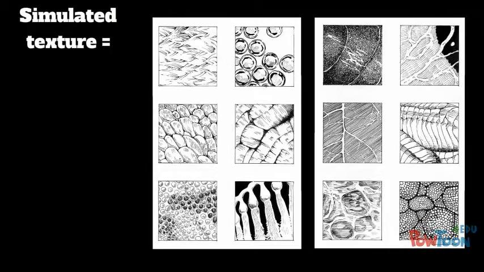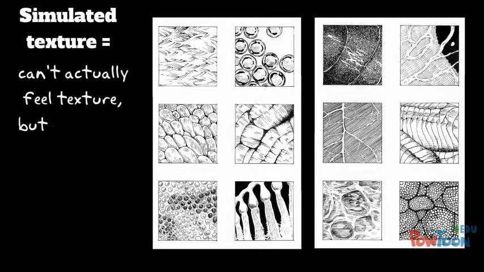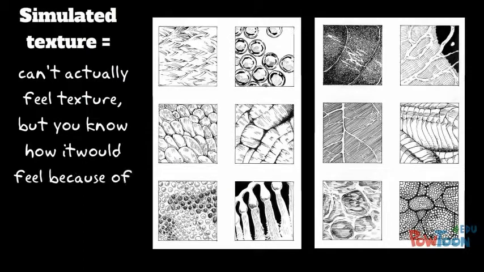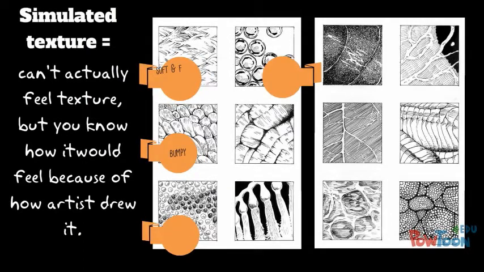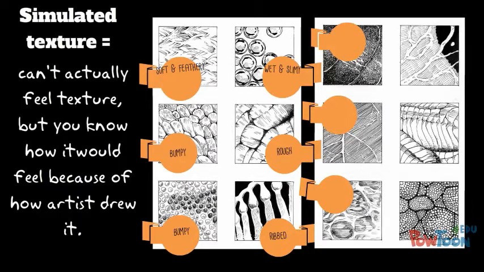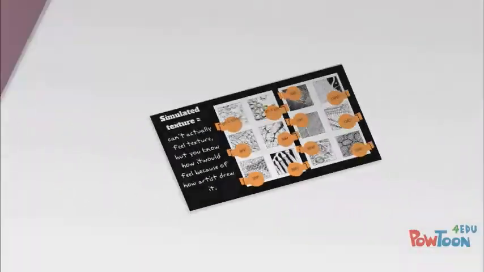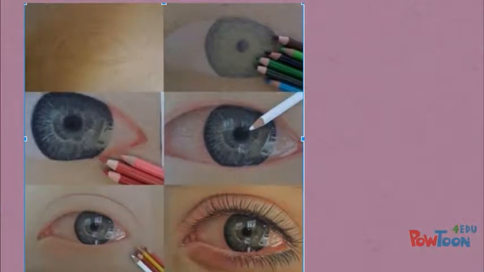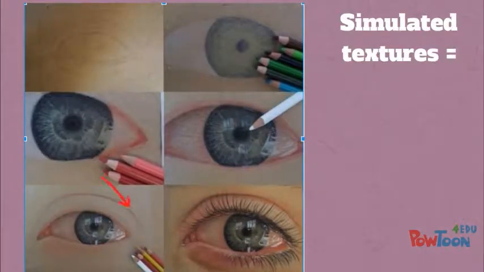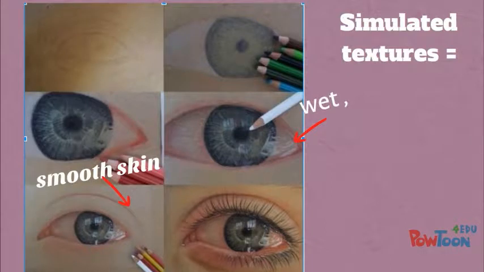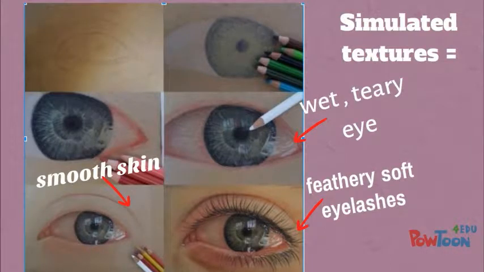Here are examples of the simulated textures of several objects. These are considered simulated textures because you can't actually feel the texture, but you know how it would feel because of how the artist drew them. In this artwork, we can see how the artist created the simulated texture of an eye with a tear in it.